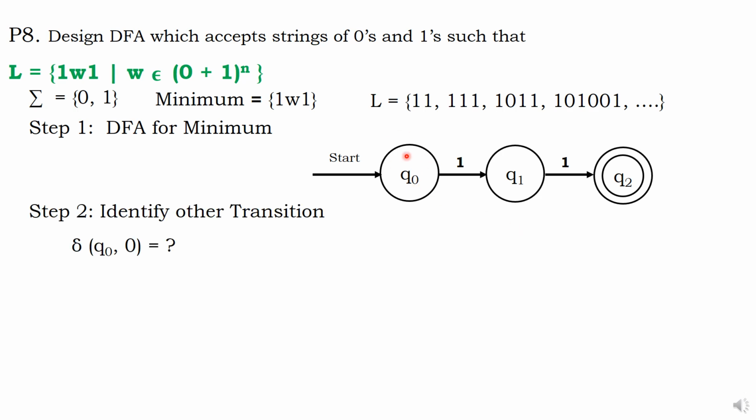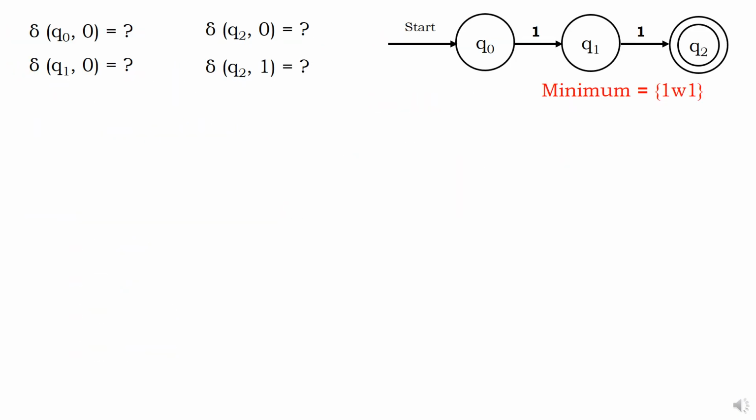Q0, 0, I don't know. Q1, 0, I don't know. Q2, 0 also, 1 also, I don't know. Let us start the question. Q0, 0, what happened? Who is before Q0? Nothing. Who is after Q0? 1, 1. Okay, now overall, tell me the story, whether it is accepted or not. Starting should be 1, ending should be 1. And obviously, after this 1, 1, it is Q2.